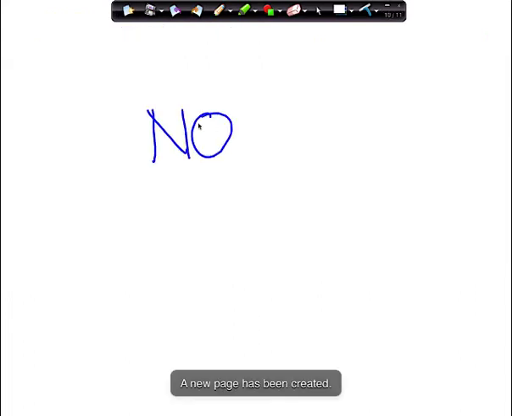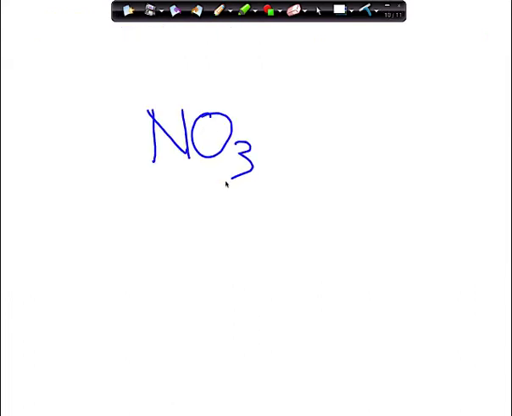Ready? This doesn't resonate. That's not nitrate. Okay? Nitrate doesn't resonate. This is nitrogen trioxide. It's a molecule. It's a gas. It doesn't resonate. But what happens is when this molecule takes an electron from sodium, it becomes this and it resonates.